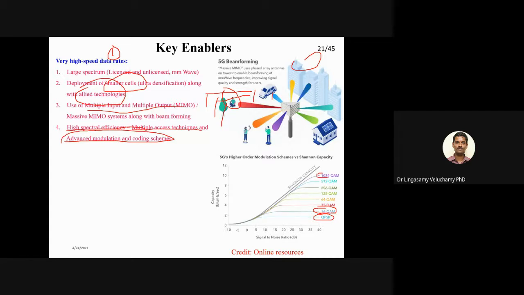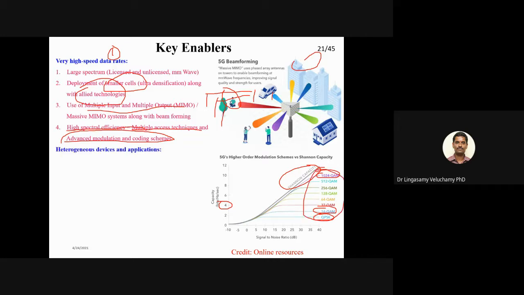When you consider 1024, I think it's 32 or 56, 30 or 64 bits. In one symbol, you can code this much. So therefore, with the same bandwidth, same available frequency spectrum, your data rate is becoming very high. You can see here that channel capacity is increasing like anything because of the advanced modulation coding schemes. So this is another area where researchers are doing a great job.